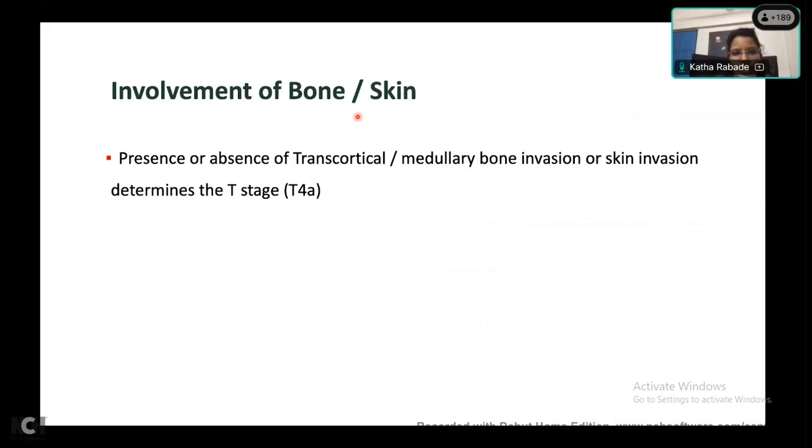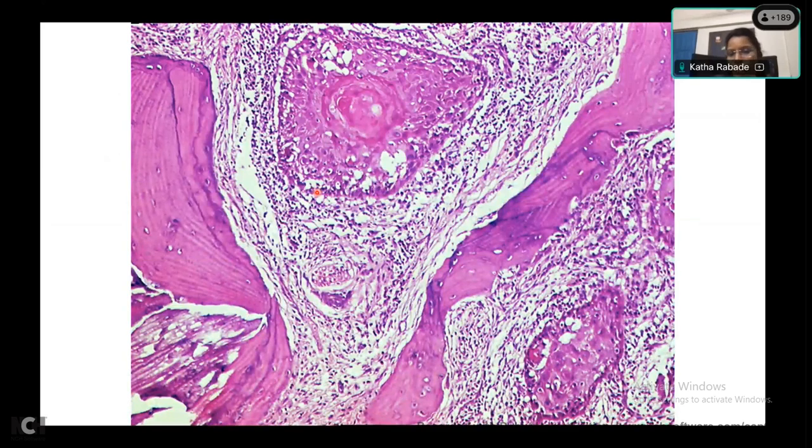Involvement of bone and skin: the presence or absence of transcortical or medullary bone invasion or skin invasion determines the T stage. So in the presence of this, the tumor will become T4A, it upstages the tumor. We need to document whether the tumor is involving the bone or just eroding the bone. If it is involving the bone, we may also document whether it is a transcortical involvement of the bone or involving the medulla. It is not a mandatory element, but documentation may be made.